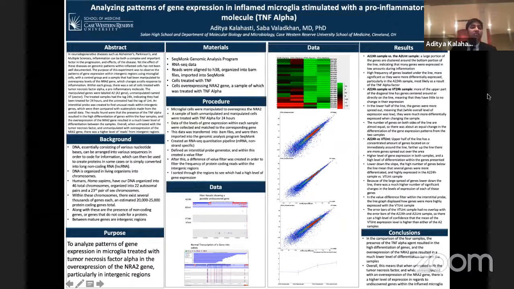So the project I essentially had focused on the role of TNF alpha, which is a pro-inflammatory agent, in the role of microglial cells, which essentially function as immune agents within the brain. Now, specifically, microglial cells are macrophages, which serve as agents of immune responses within the brain. TNF alpha, similarly, is a pro-inflammatory molecule which essentially stimulates inflammation with microglia. Now, the project title here is Analyzing Patterns of Gene Expression in Inflamed Microglia Stimulated with the Pro-Inflammatory Molecule, that is to say, TNF-alpha. Essentially, the samples used of microglial cells were divided into four.